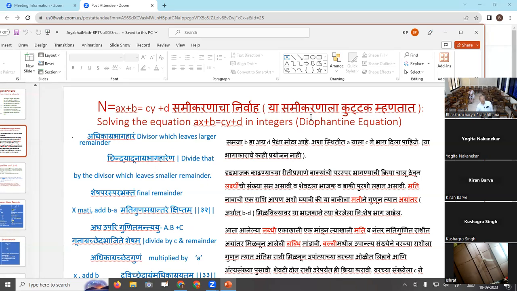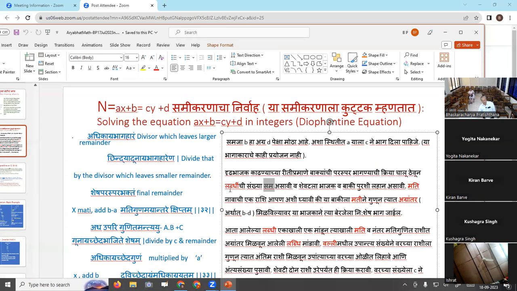Now once you divide a by c, then there will be some remainder. So by that remainder you divide c. So this is the procedure which Aryabhata describes as paraspara bhaktam. So you divide one by the other and go on doing like this and reach the final remainder. So in this method of Aryabhata, you can stop in between also, provided the number of divisions is an even number.